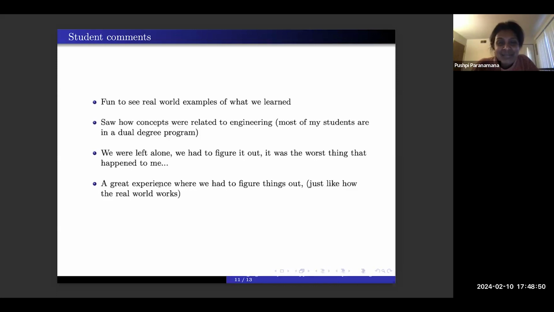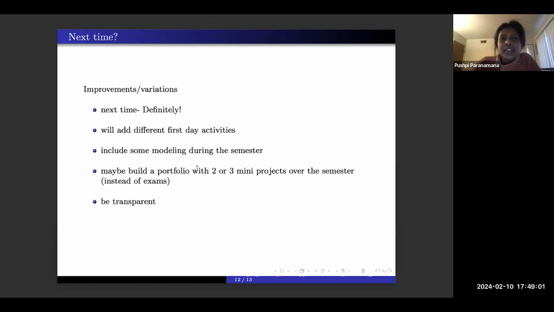It was not just me asking you to solve the problem this way. So I thought it was interesting to see the different perspectives. And for next time, for sure, I will do these activities, but I want to also add some more activities during the semester, at least one activity per chapter, so that they are kind of used to this type of thinking before the final project. I think that would be useful.